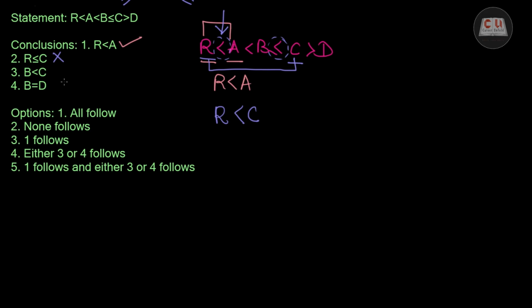Then let's go on to the third one, B and C. Here's B and here's C. Straightforward, B is less than equal to C. Again, this is false. The final one, B and D. Two opposite facing symbols, so this is clearly not valid. Thus, this one also doesn't follow. So the answer to this would be only one follows, which is option number 3.